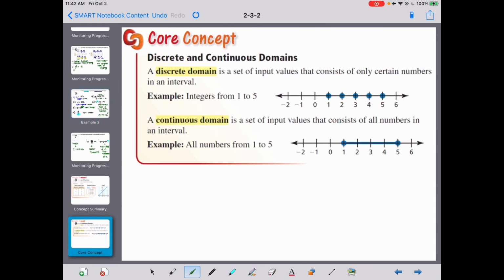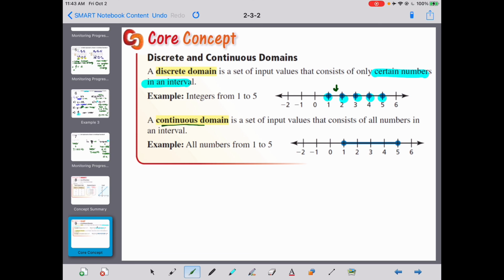All right, last thing is the difference between discrete and continuous. So we did this a little bit in the last video, but we didn't define it. So discrete domain, it's a set of input values that consists of only certain numbers in an interval. So 1, 2, 3, 4, 5. Those were the graphs you saw as separated points. There were specific points. There was nothing in between, which you would get when you have a continuous function.